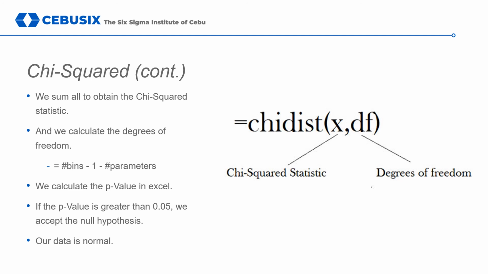Now we can use an Excel formula to calculate the p-value. In J17, enter equals CHIDIST, open parenthesis, J16, the cell which contained the chi-squared statistic, comma, 11, close parenthesis, then hit enter, and Excel will calculate the p-value. In this example, the p-value should be 0.116 or 11.6%, which is greater than our 5% alpha risk. Since the p-value is greater than the alpha risk, we accept the null hypothesis and declare that our data is normal.